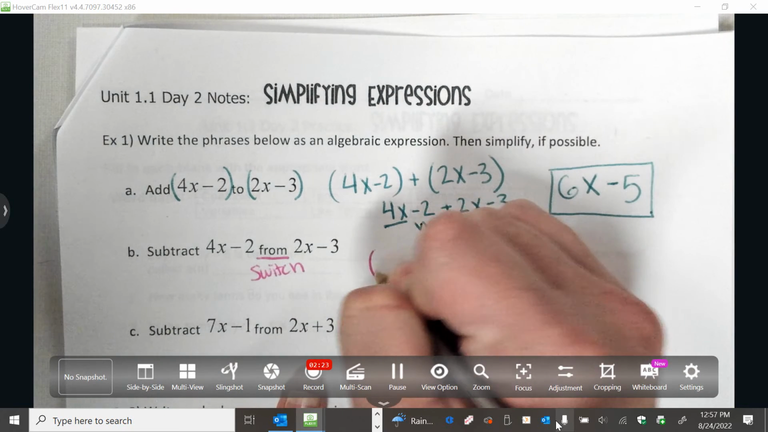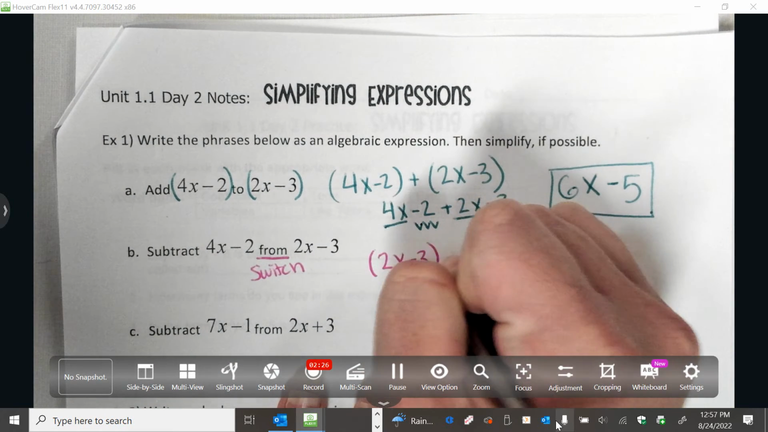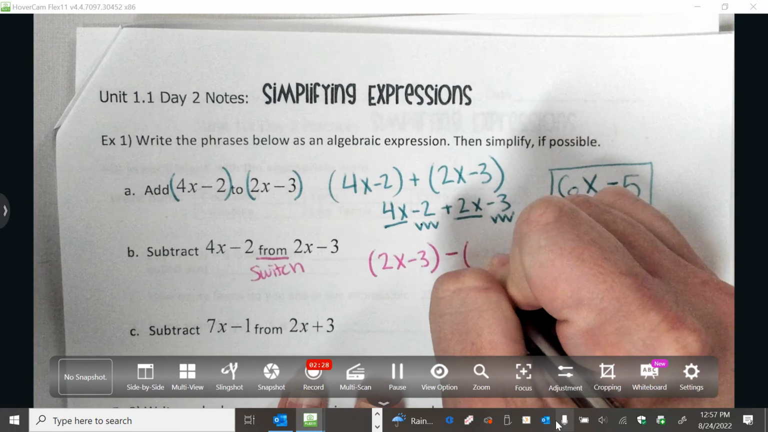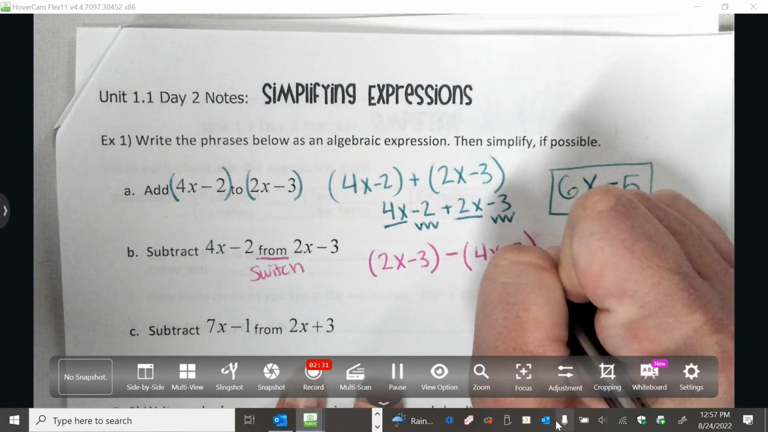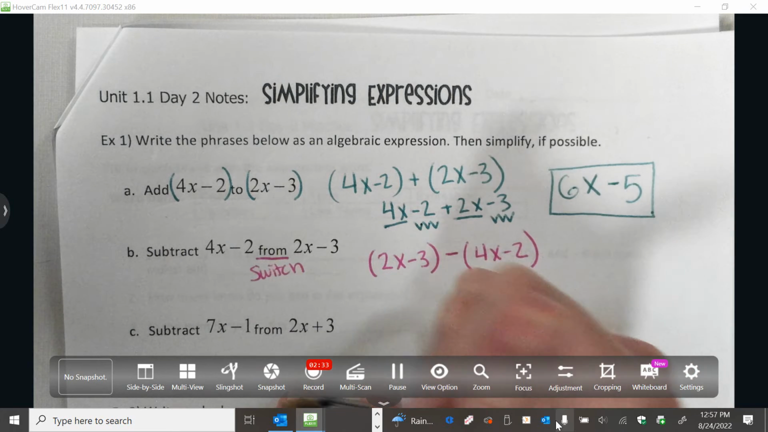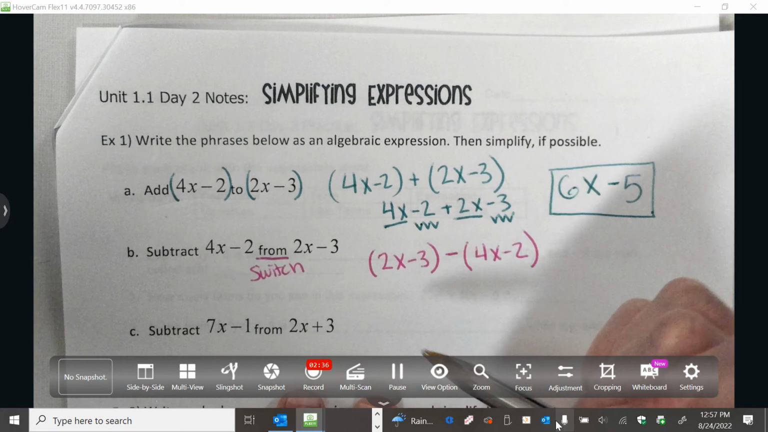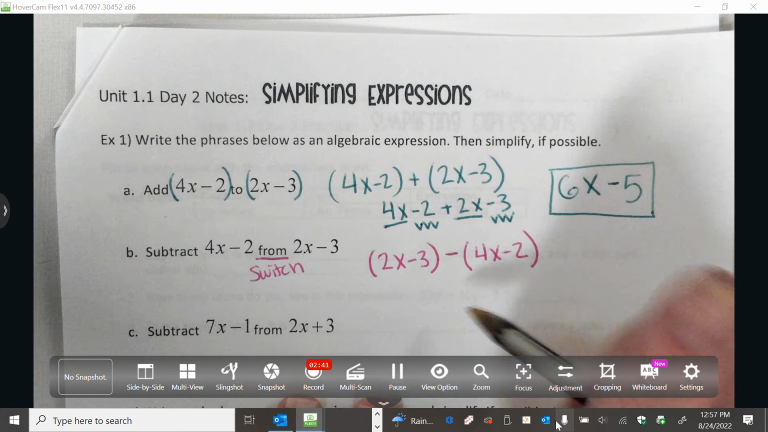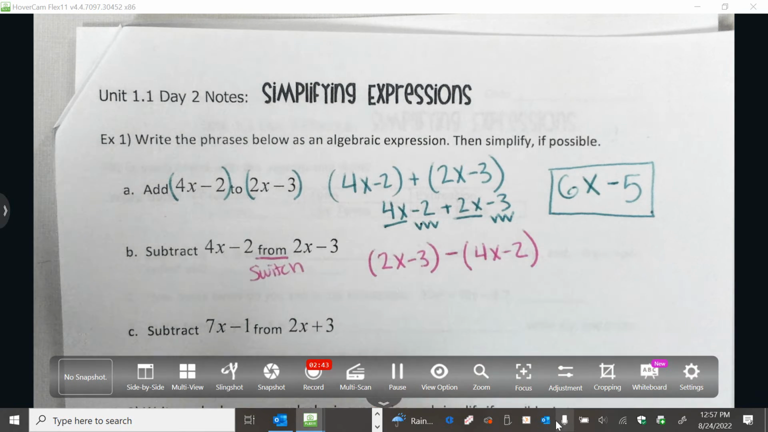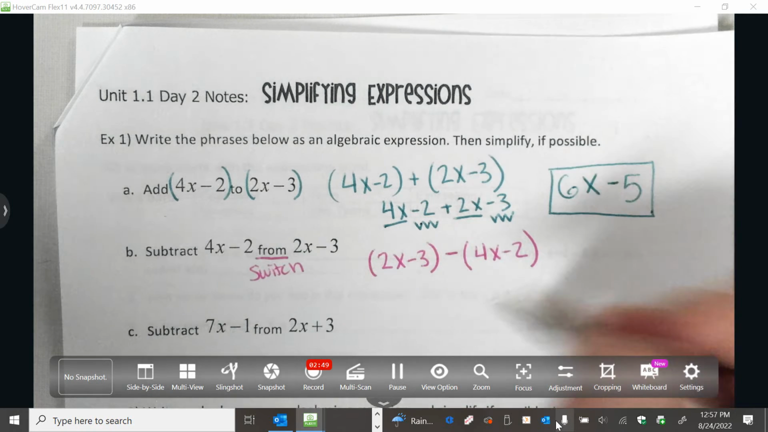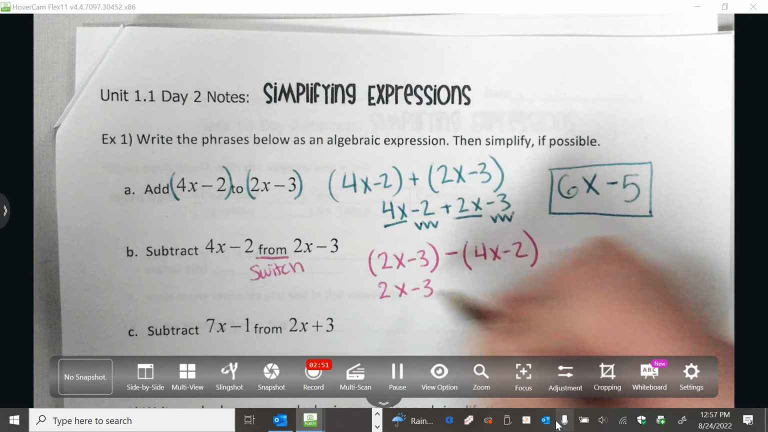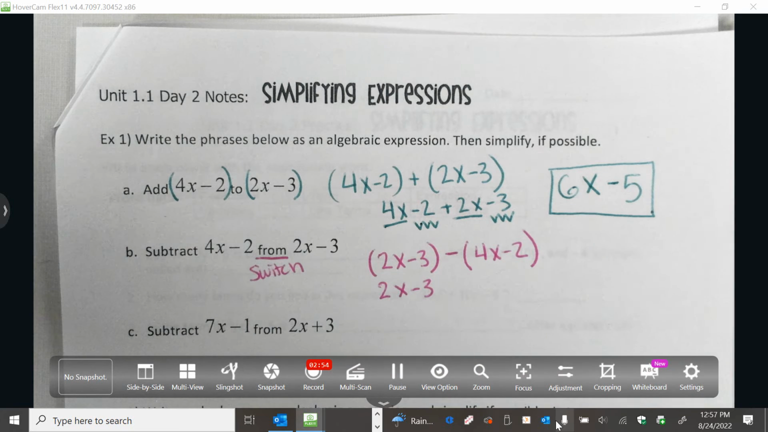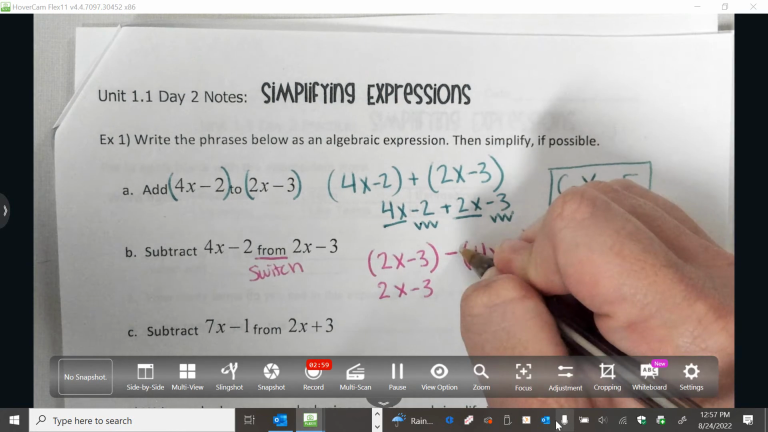So I'm going to do 2x minus 3 minus 4x minus 2. Because if you read this out loud, it says subtract 4x minus 2 from 2x minus 3. So I have to have the from, 2x minus 3, first. Now, do I need this first set of parentheses? No, why not? There's nothing in front of it, so we can totally ignore this first set of parentheses. What about the second one? What do I have to do to get rid of it? I have to distribute what? That negative, or negative 1.